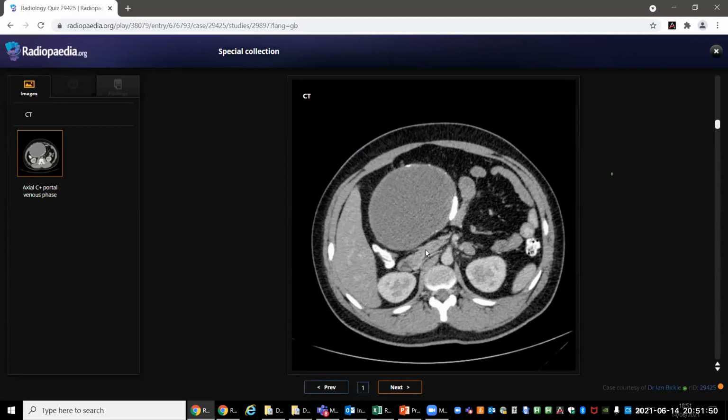Yes, it can be drained. It doesn't have any worrying features. I don't see any septations, and those are the things you should mention. You don't see any septations. You don't see any solid element, any soft tissue, nodular soft tissue masses within this lesion. So you did it very well.